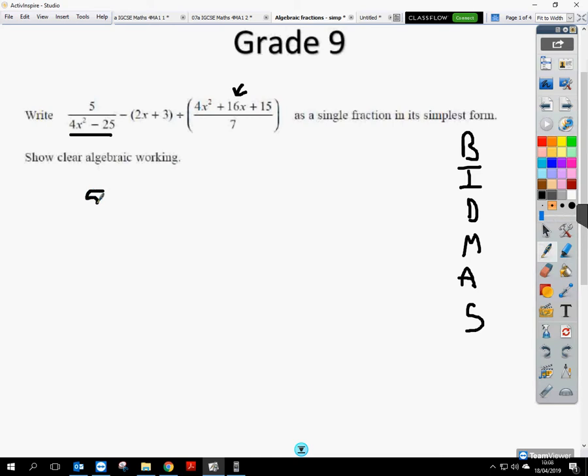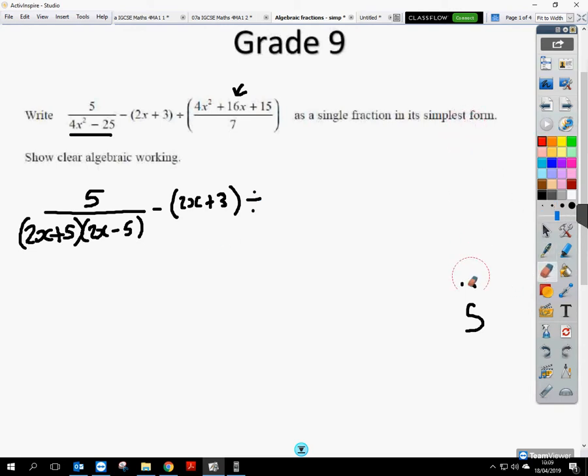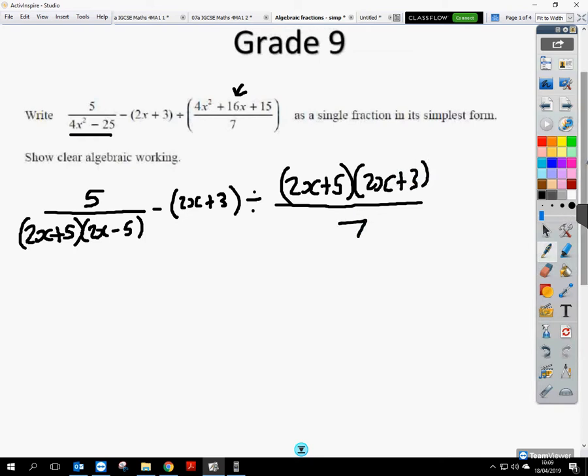So I'm going to rewrite this now. We have 5 over, this is the difference of two squares, so it's 2x plus 5, 2x minus 5, minus 2x plus 3, divided by, let's create a bit of space here, so from the previous bit it's 2x plus 5 and 2x plus 3 over 7. Now BIDMAS tells us to do division before we do the subtraction.